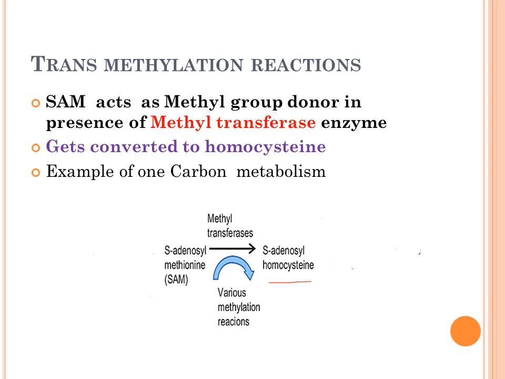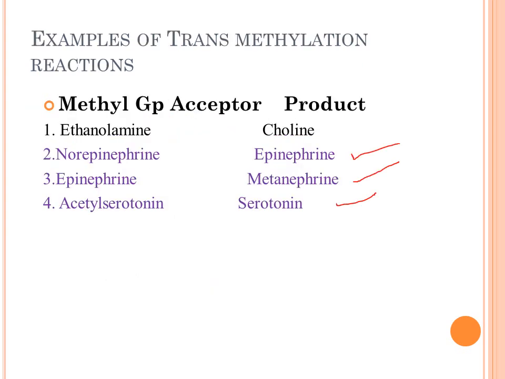Now the examples of transmethylation you must know, because that is important for your viva also, and it can come as a short note also. What is the importance of S-adenosyl methionine, how it is synthesized, what are the various examples of transmethylation reaction. If you can recall, we have already discussed the conversion of norepinephrine to epinephrine, how epinephrine gets converted to metanephrine, and also the synthesis of serotonin from tryptophan. So we have already discussed transmethylation reactions in which S-adenosyl methionine is acting as a methyl donor.